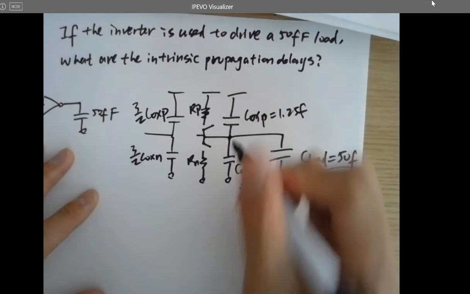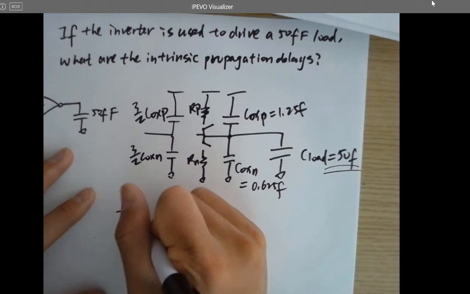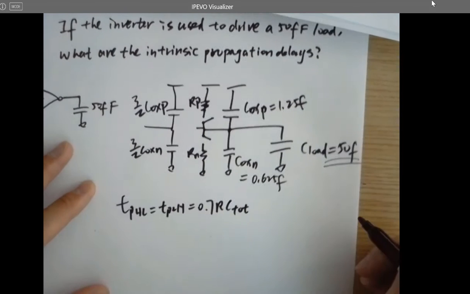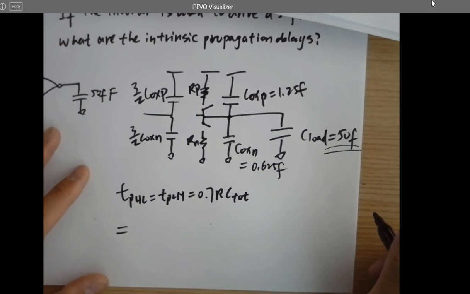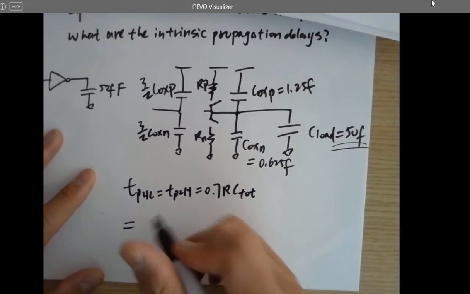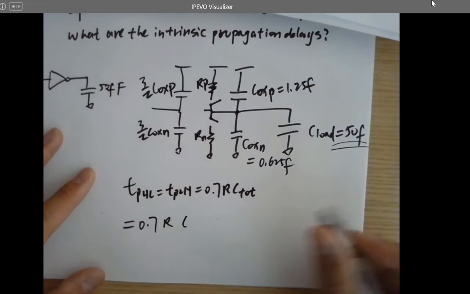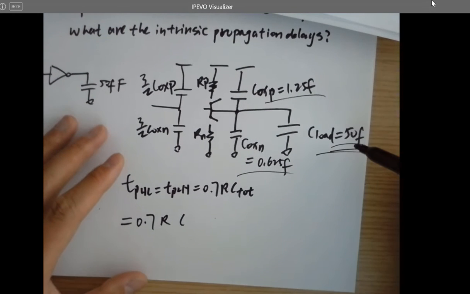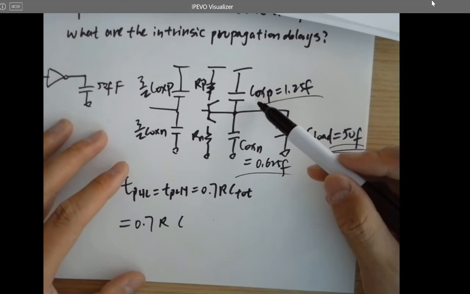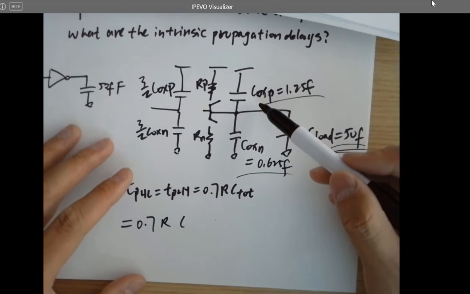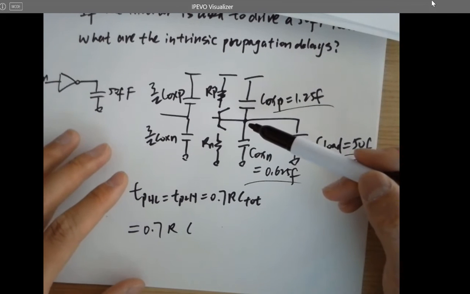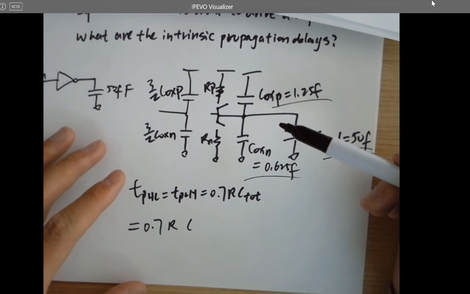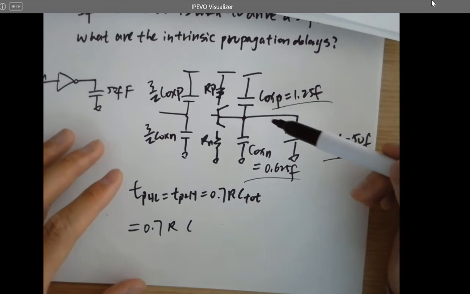So whenever you are doing the calculation, TPHL equals TPLH equals 0.7RC, where C is the C total. So C total will be these three capacitors added together. But normally, the load capacitor is way larger than all these intrinsic or parasitic capacitances. Especially for the smaller technologies, like this is 50 nanometer, it's not even the smallest. You can imagine the 5 nanometer technology, which will probably be launched at the end of this year. And this is 50 nanometer, already very small, right?